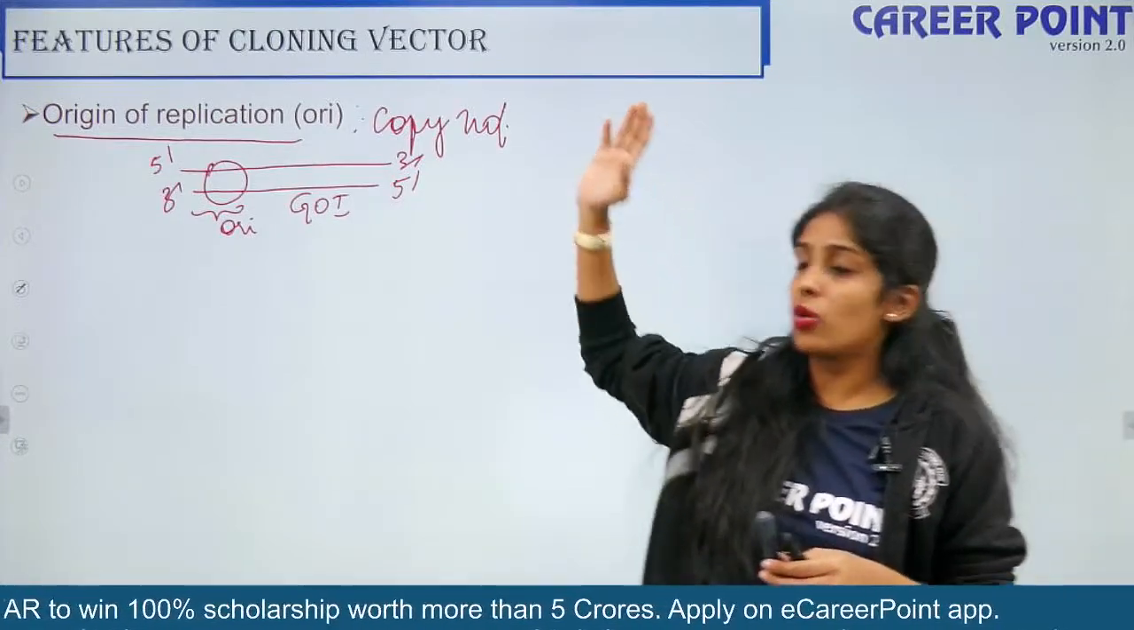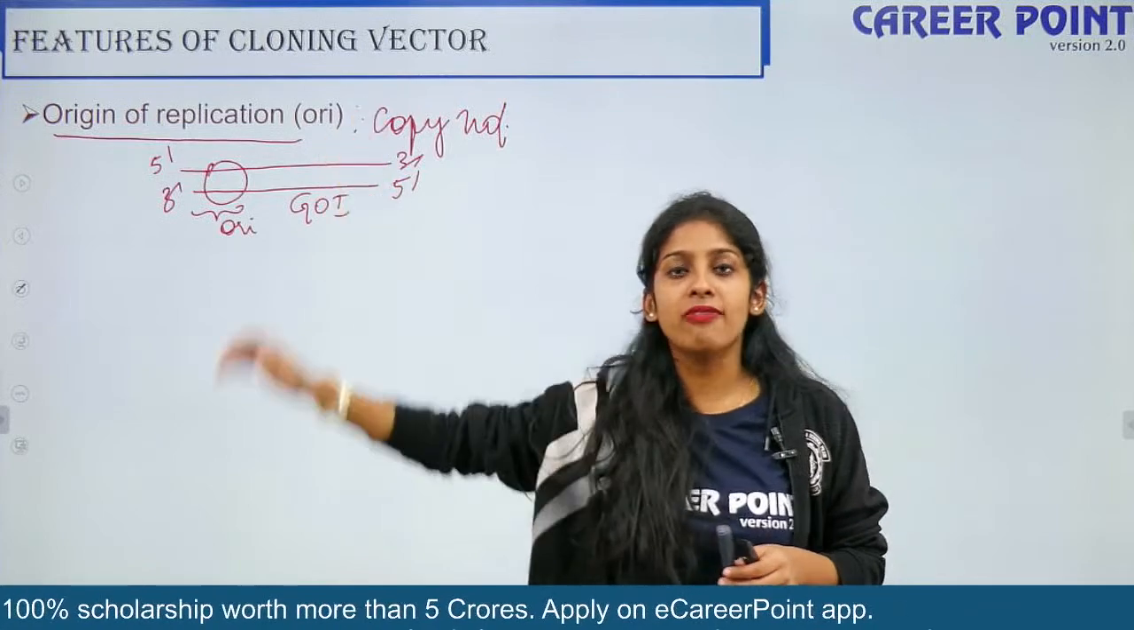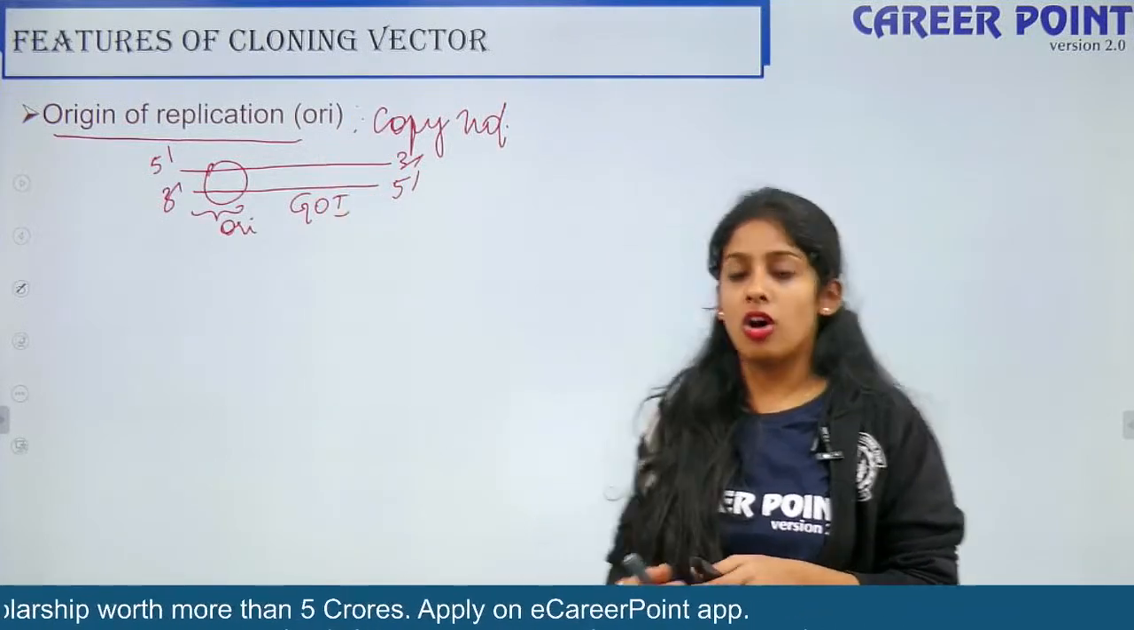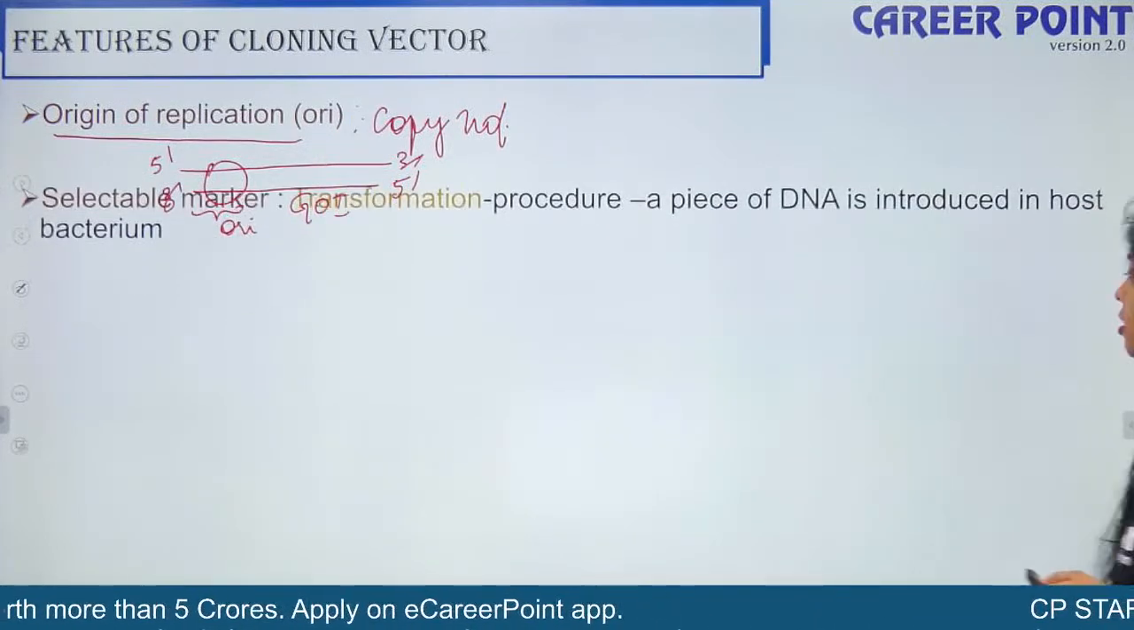So our ideal cloning vector should definitely have an origin of replication. Alright? Fine.